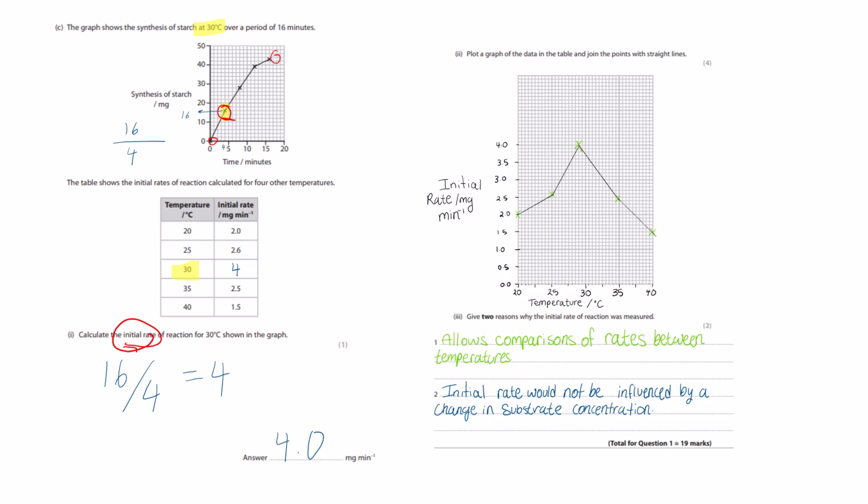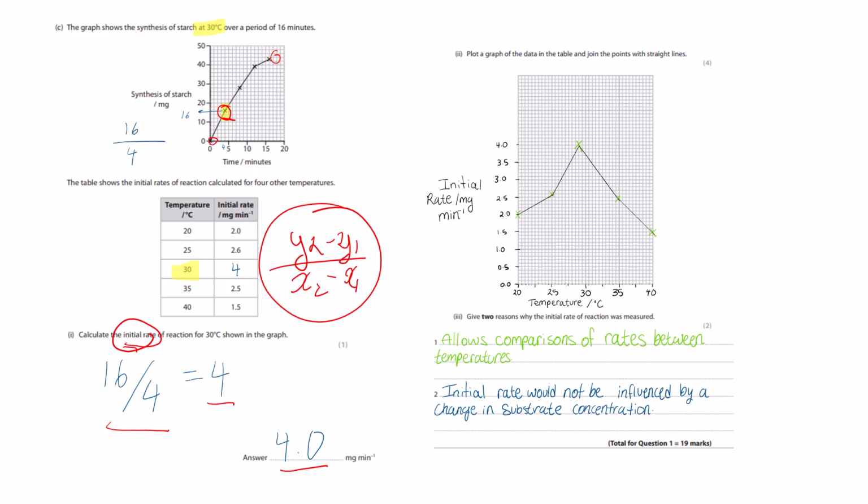So all you have to do is our simple equation, which is y2 minus y1 over x2 minus x1. This is our gradient or slope equation. Since our y1 and x1 are both 0, all we're going to do is 16 divided by 4, which gives us 4. Therefore, our answer is 4 mg per minute.